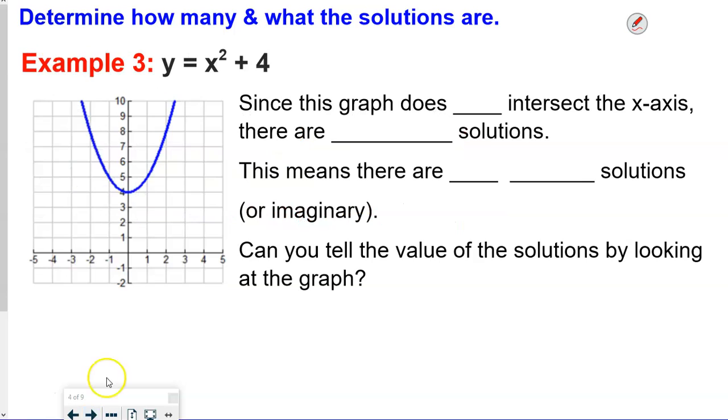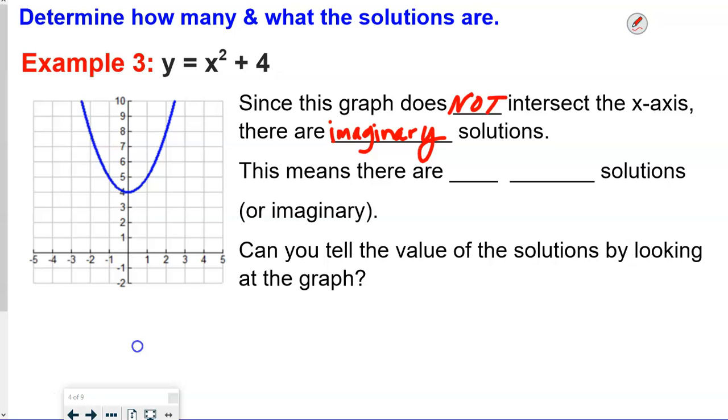So the next one is example 3, and this one is y is equal to x squared plus 4. Now, the difference with this graph when we put it in is it didn't intersect the x-axis anywhere. So since this graph does not intersect the x-axis, there are imaginary solutions, okay? So when it doesn't intersect the x-axis, we have what's called imaginary solutions.